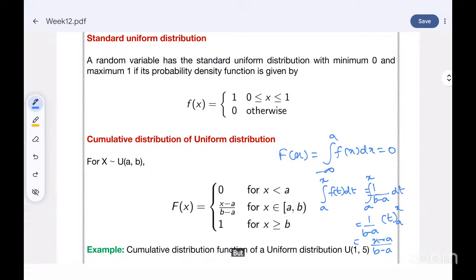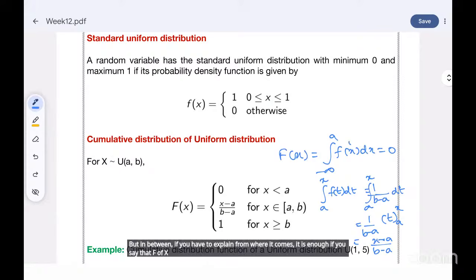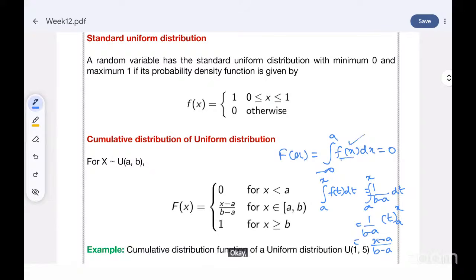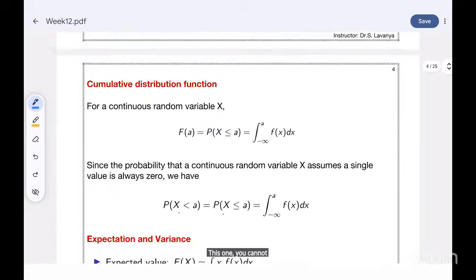But in between, if you have to explain where it comes from, it is enough if you say that F of x comes from this formula, by substituting the value of f of x from the PDF. That much, if you know, should be fine. Simple integrations you can manage anyway, but if it is going to be a complex integration, you should at least know what is going on in the background. Because the CDF, the basic definition, you cannot omit. So this is what is important. Okay, fine. Yes, ma'am, got it.